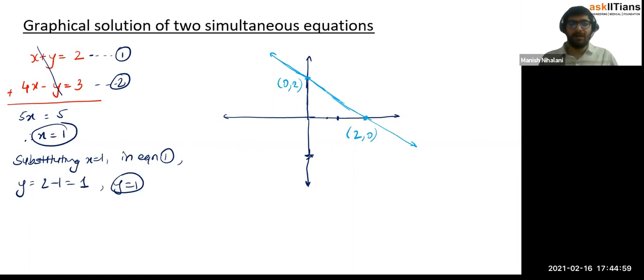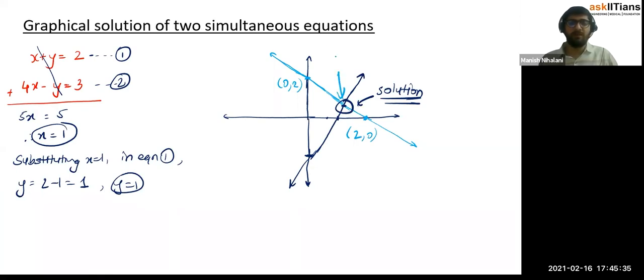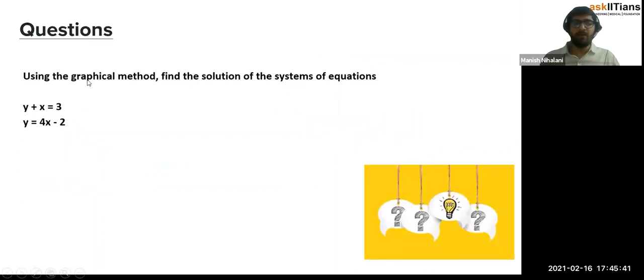Now when you connect these two points, you get a straight line, and when it meets the previous line, this meeting point is actually the solution of the given two equations, that is x is equal to 1 and y is equal to 1. So 1 comma 1 is the solution. This is what we mean graphically. 1 comma 1 is the solution of these simultaneous equations. This is what we have using the graphical method.